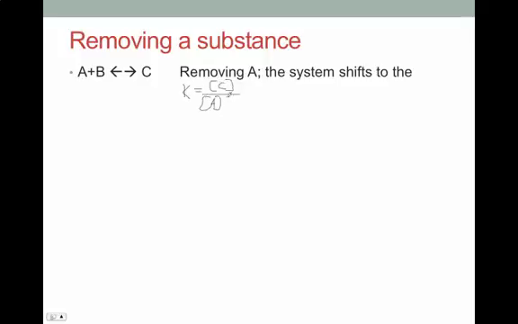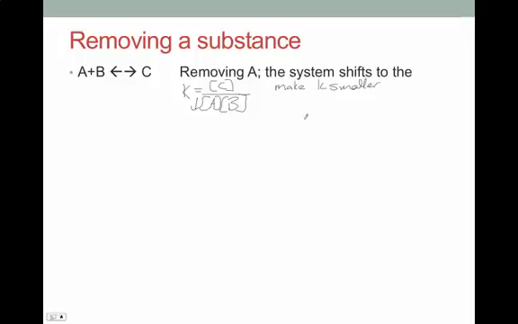So if I remove A, that's going to make A smaller. So we're going to decrease our denominator. That means our value here is going to be too big. So we need to make K smaller, or our ratio needs to be smaller to equal K.